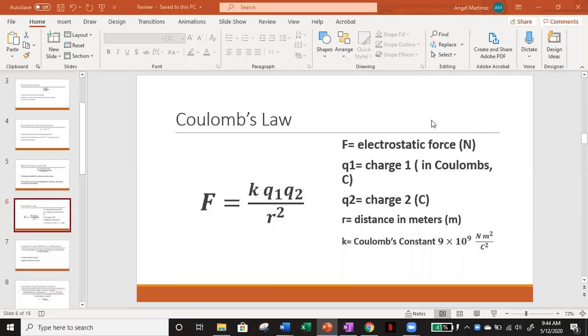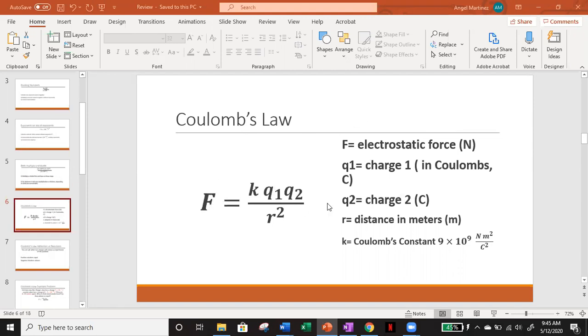Right. Hello, everyone. This is a review for Coulomb's law. This one involves the equation of Coulomb's law, which is F equals K Q1 Q2 over R squared. You're going to need to know how to do the scientific notation math to do this if you plan to retake this quiz, so make sure you also review the scientific notation as well.